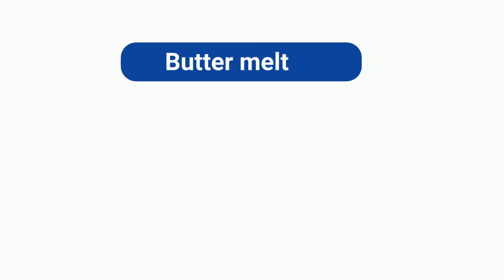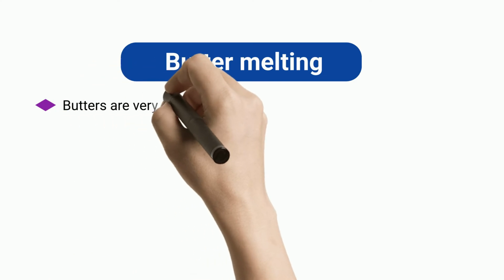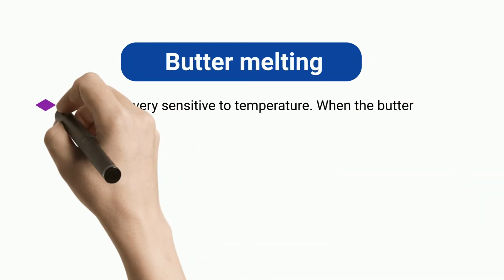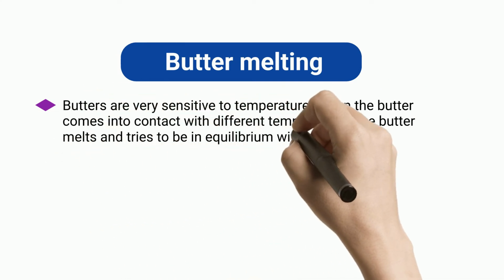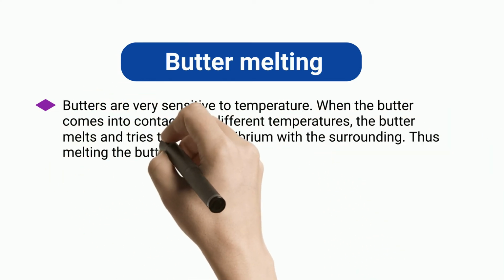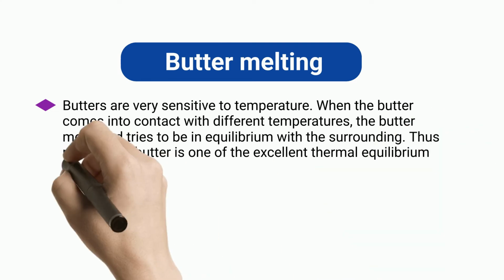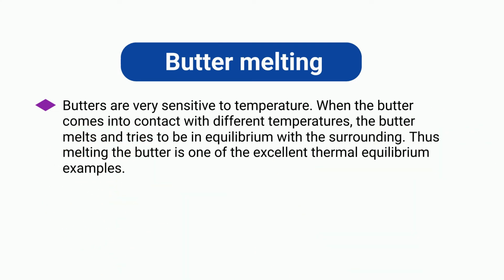Butter melting. Butter is very sensitive to temperature. When the butter comes into contact with different temperatures, the butter melts and tries to be in equilibrium with the surroundings. Thus melting butter is one of the excellent thermal equilibrium examples.